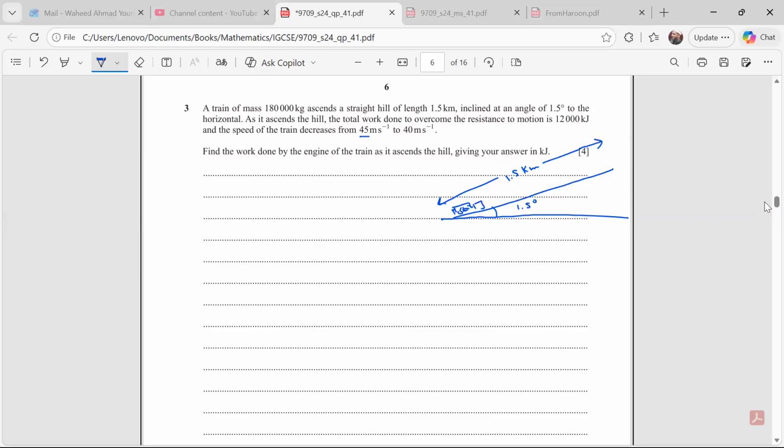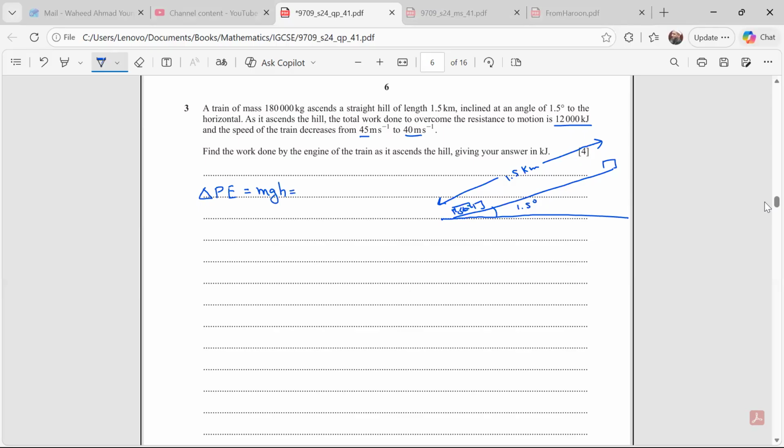At the top, it reduces to 40 meters per second. And the resistance to motion was 12,000 kilojoules. So we need to find out the work done by the engine of the train as it ascends. When the train goes from this point to this point, it gains some potential energy, right? So let's see. The change in potential energy is equal to mgh.